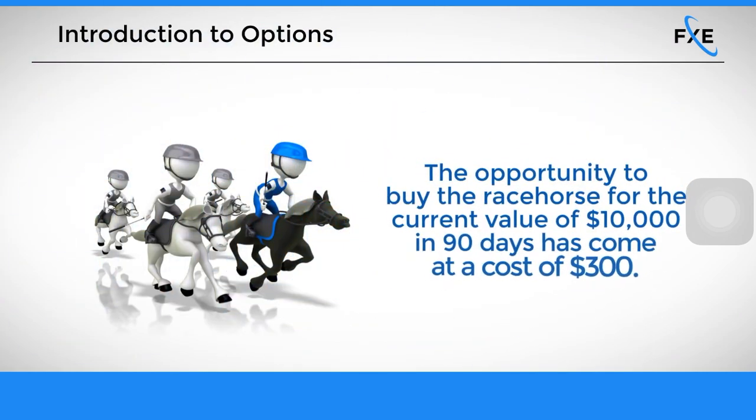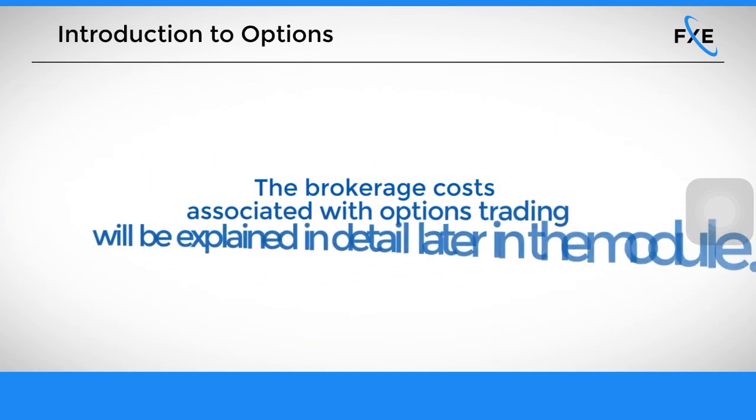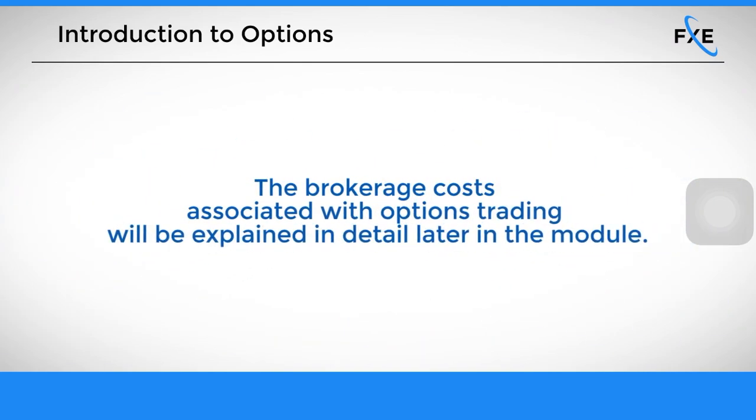The opportunity to buy the racehorse for the current value of $10,000 in 90 days has come at a cost of $300. It is important to note that for the purpose of this example and the future examples in this module, we will not include brokerage costs to simplify the explanations. The brokerage costs associated with options trading will be explained later in the module.